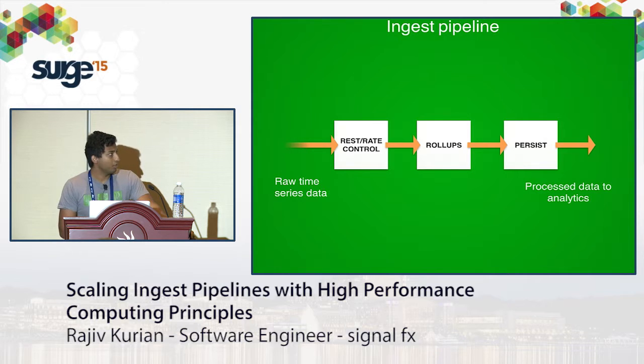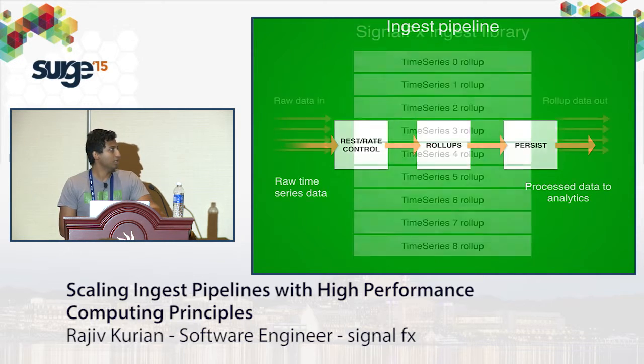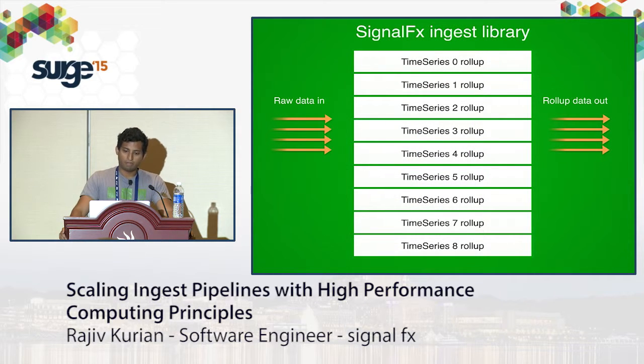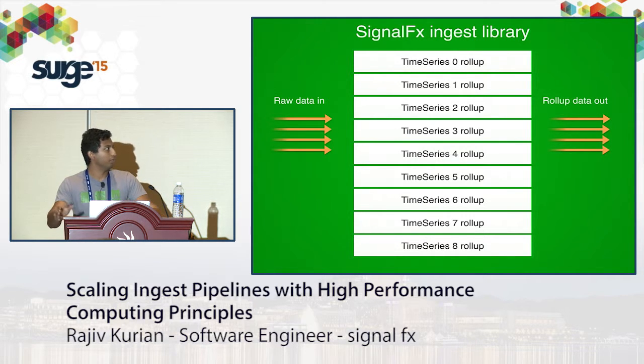So the part we're going to talk about actually is the part in the middle, the part that actually does the math. In abstract, it kind of looks like this, the library. We take raw time series data in. Every time series has some memory associated with it. We do some roll-up on that time series data. And then whenever required, we produce some data out. And that's it. So it's really simple.